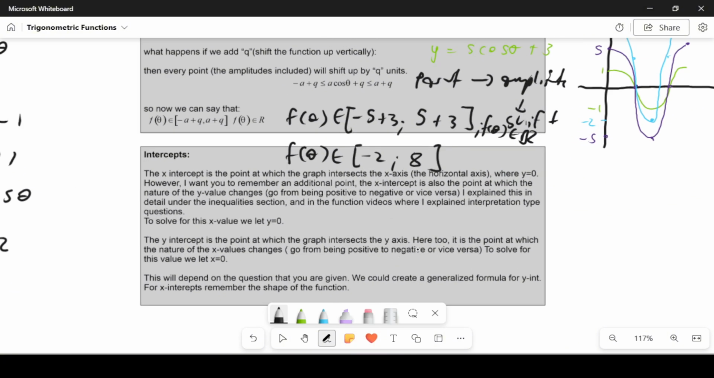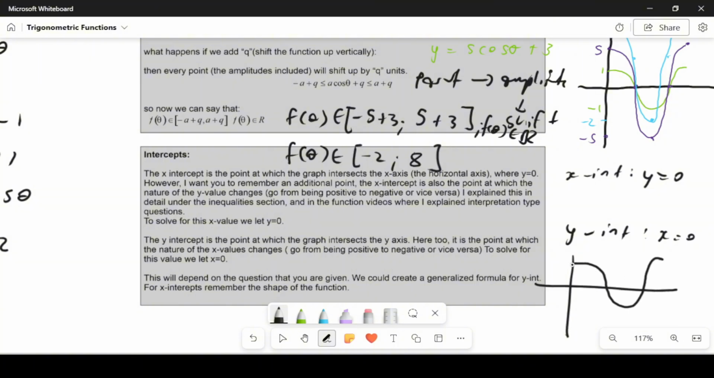With intercepts, again, there's no way you can just solve for this by putting it into the calculator. We know the x-intercept is the point where y is equal to 0, and the y-intercept is the point where x is equal to 0. But what you need to remember is to sketch the function. See how many times I sketched it just in this lesson? 0, 90, 180, 270, 360. And when you have all of those shifts, now you need to apply it. It's literally this simple.